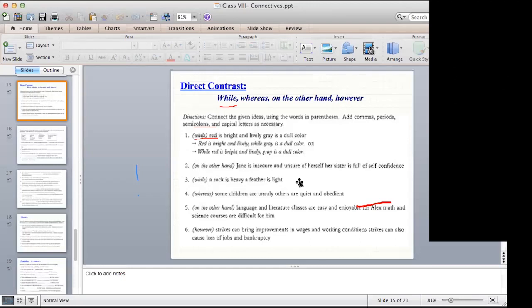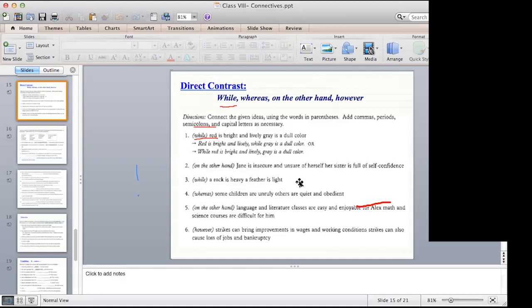Great, so we have this slide about direct contrasts: whereas, on the other hand, however. If we connect the given ideas using the words in parentheses, add commas, periods, semicolons, and capital letters as necessary. For example, there's always an example in your books. While red is bright and lively, gray is a dull color. Red is bright and lively, comma, while gray is a dull color. Or while red is bright and lively, comma, gray is a dull color.